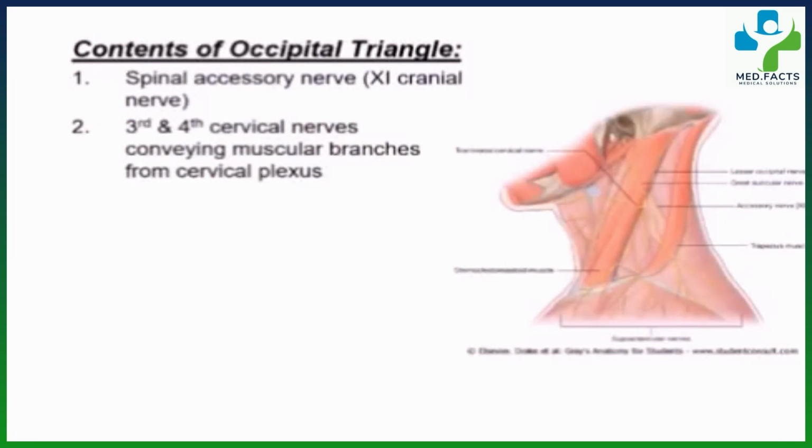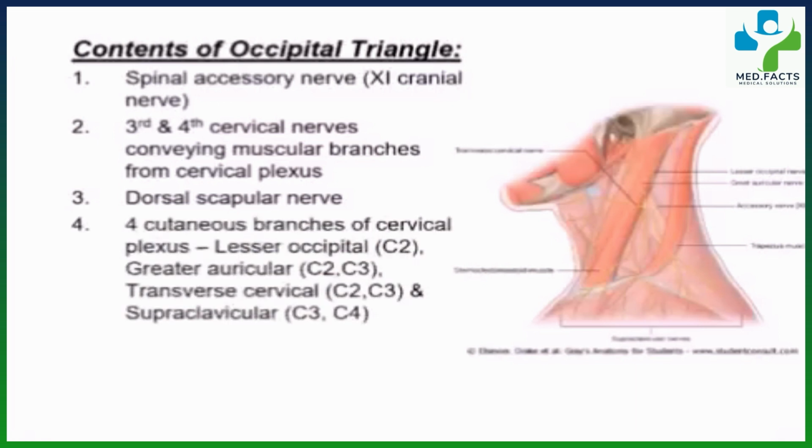Along with that, there are also some third and fourth cervical nerves coming here, conveying muscular branches from the cervical plexus. There is also a nerve called the dorsal scapular nerve, which will also come from here.